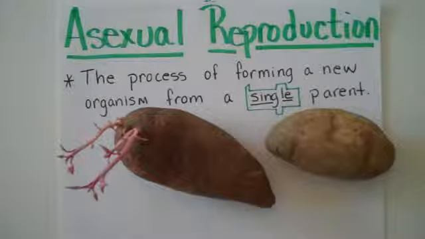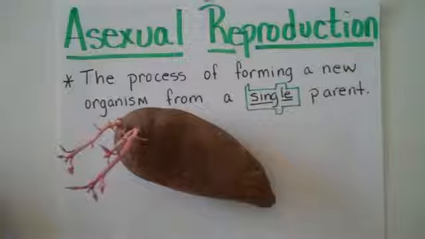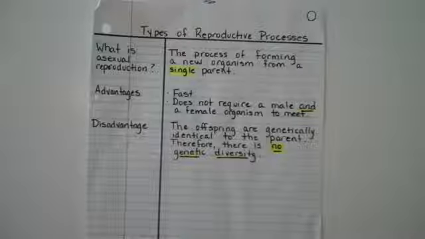Many plants and animals and microorganisms reproduce by asexual reproduction. Recently, a starfish at the Science Center lost an arm. The arm grew into a whole new starfish, and it's genetically identical to the original starfish. The advantages of asexual reproduction are that it's fast, and it doesn't require a male and a female organism to meet. But there's a disadvantage.